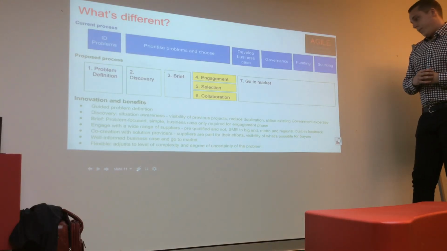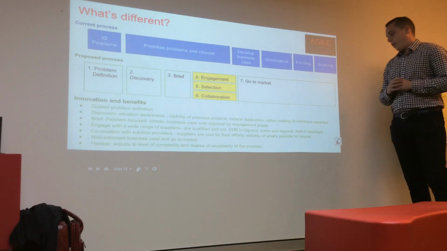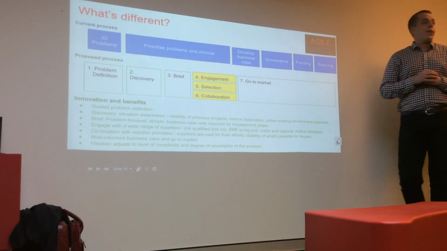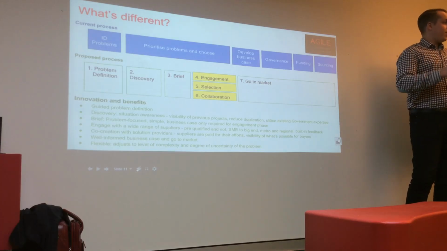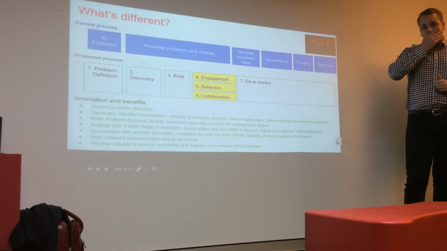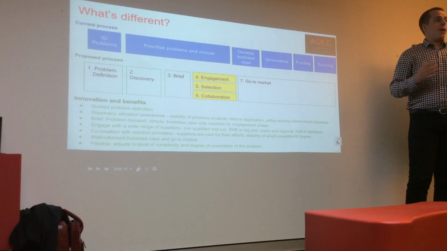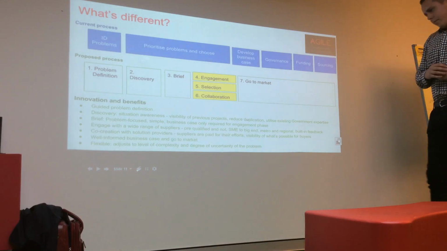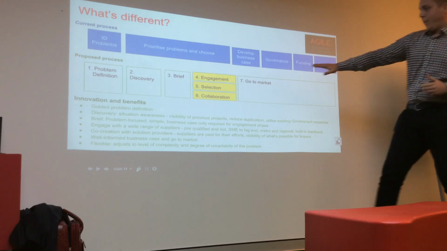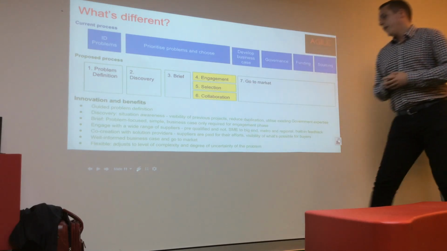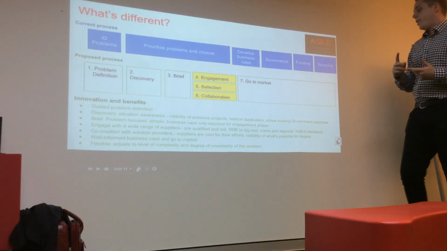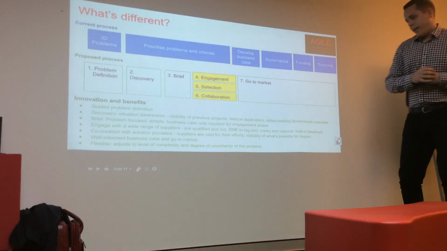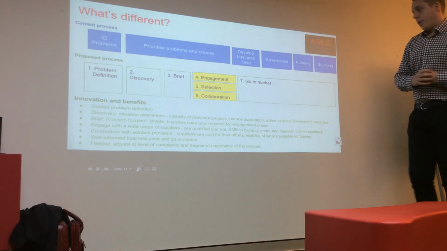Engagement with a wide range of suppliers, pre-qualified, not just SME to big end. So again, visibility, transparency, and the ability for SMEs to participate in the procurement process, which was one of the original criteria, is opening it up to not just the big end of town, but all levels of business. Co-creation, this is a big part of 4, 5, and 6. So suppliers are paid for their efforts, visibility of what's possible for the other buyers, well-informed business case and go-to-market.